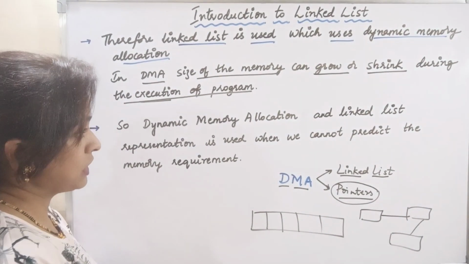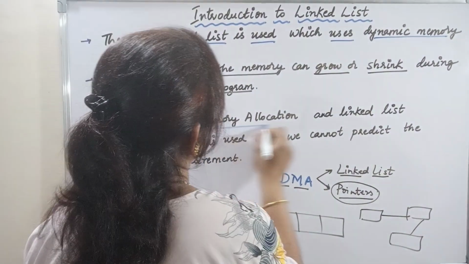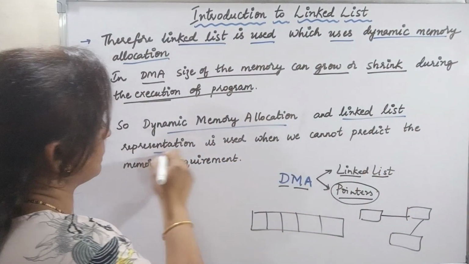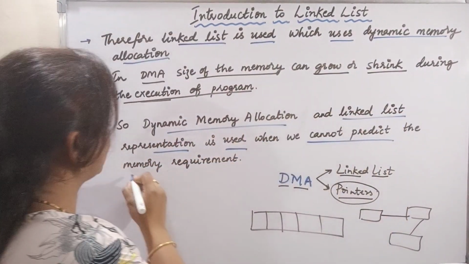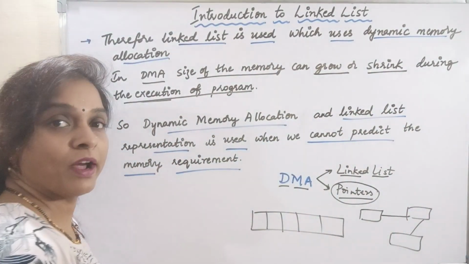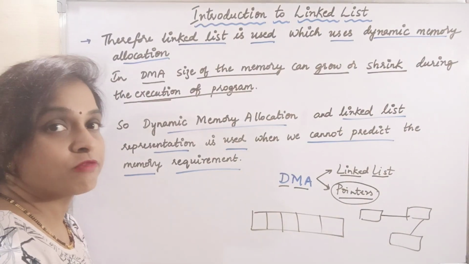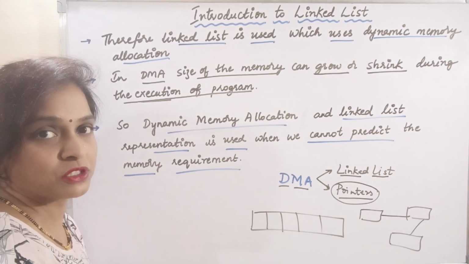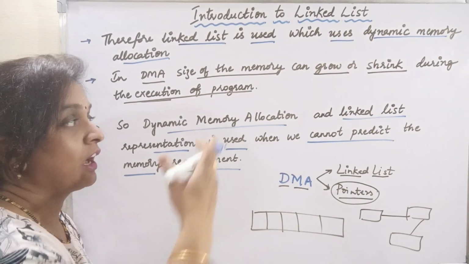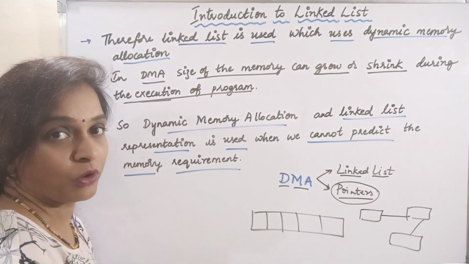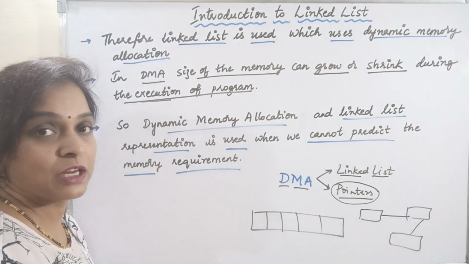So dynamic memory allocation and linked list representation is used when we cannot predict the memory required. The amount of memory to be allocated is not known to the user. We cannot predict it. In such a case, we go with dynamic allocation, and for that, linked lists and pointers are going to help.